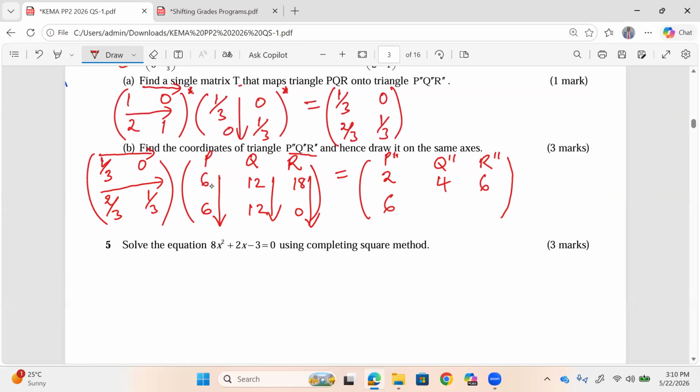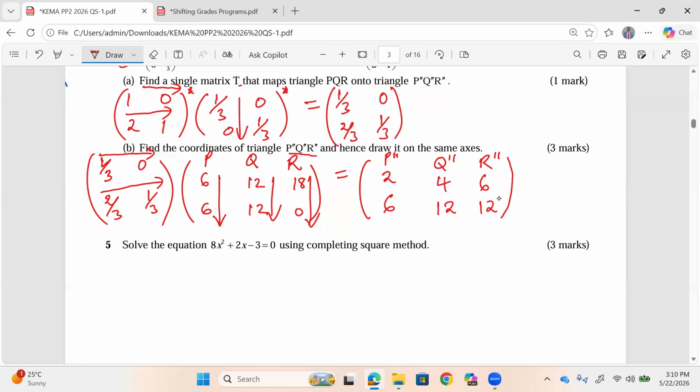The same row by the next column. So 2/3 by 12 plus a third by another 12. This is exactly 12. Then at R now, at R, we shall have 2/3 by 18 plus a third by 0. So this will give us exactly 12.